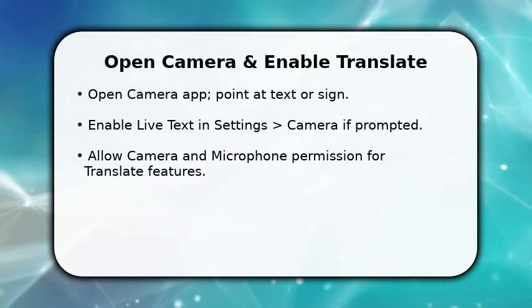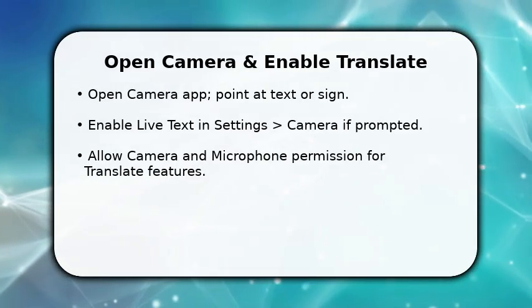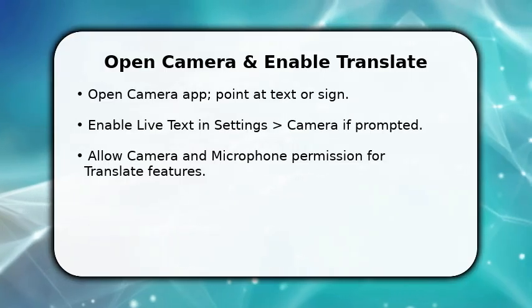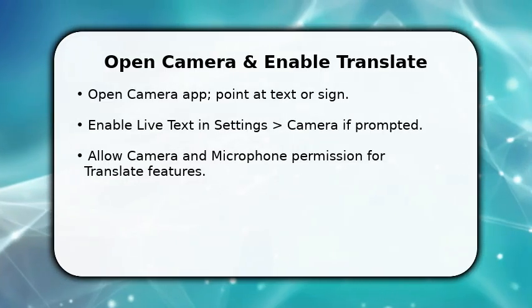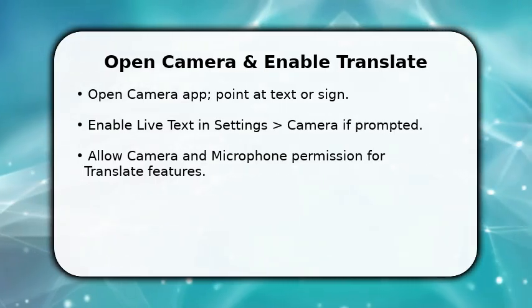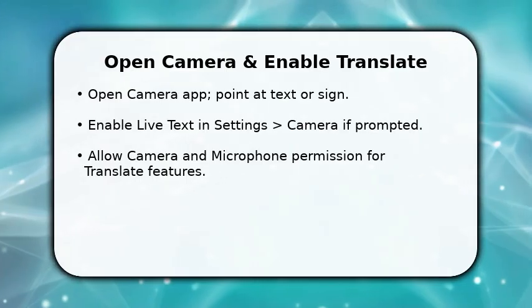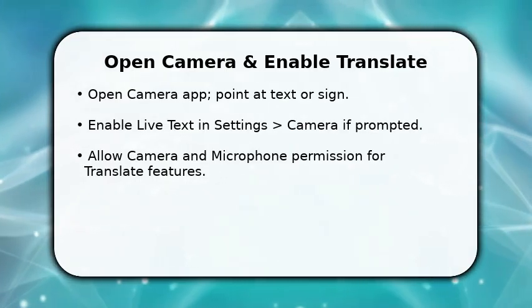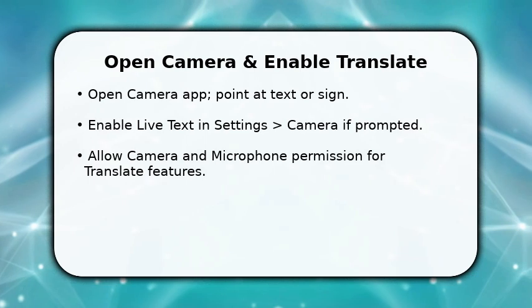Make sure camera and microphone permissions are allowed in settings so the feature can capture and, if needed, speak aloud. If live text doesn't appear, swipe to photo or use the Translate app's camera mode. This gets you into the recognition pipeline fast, so you can see translations in real time.